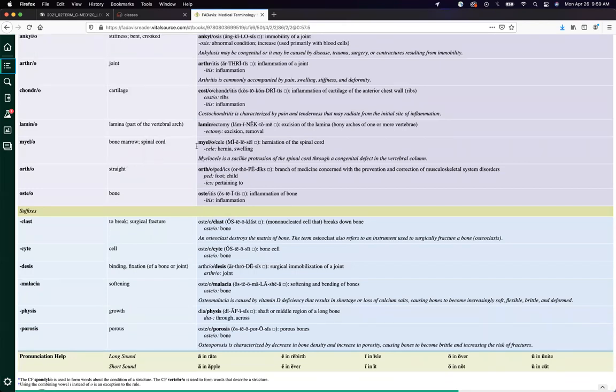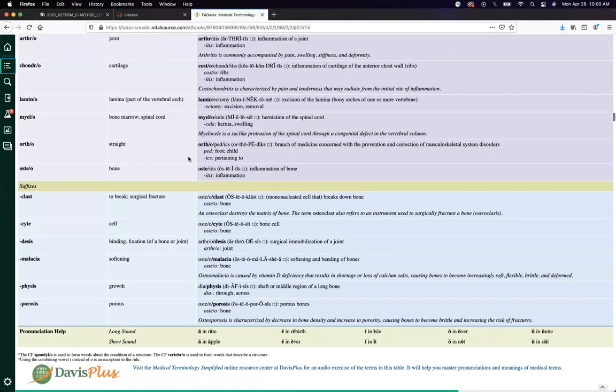Myelocele: bone marrow, also spinal cord, if there's any herniation or swelling. And the lamina is part of that vertebral arch, one of those little pointy things. It's not a pointy thing, but it's sticking out and it's called a lamina. I sometimes have to remove it.